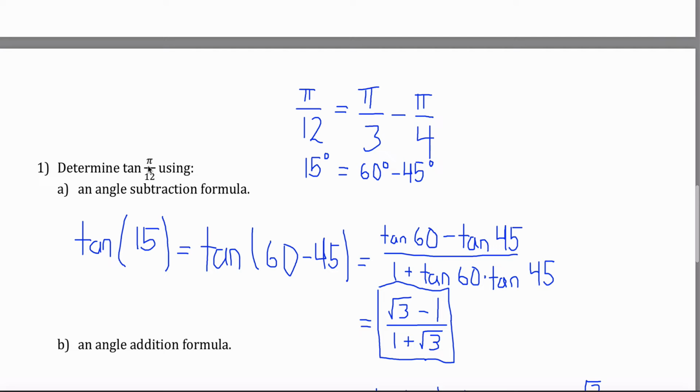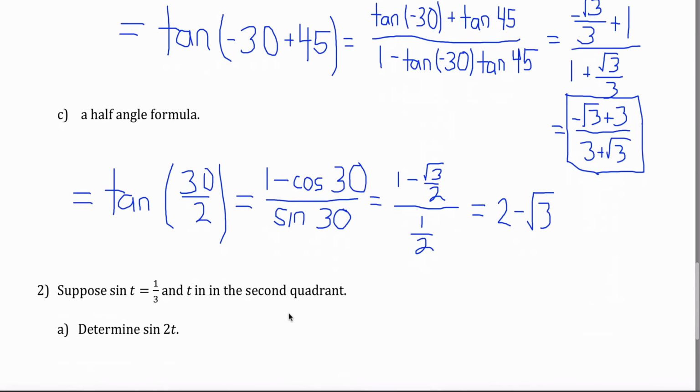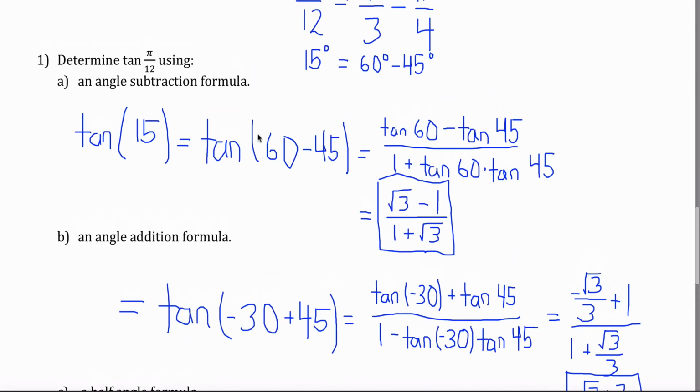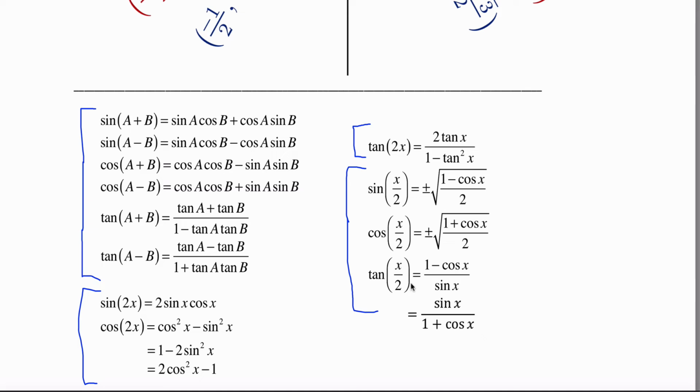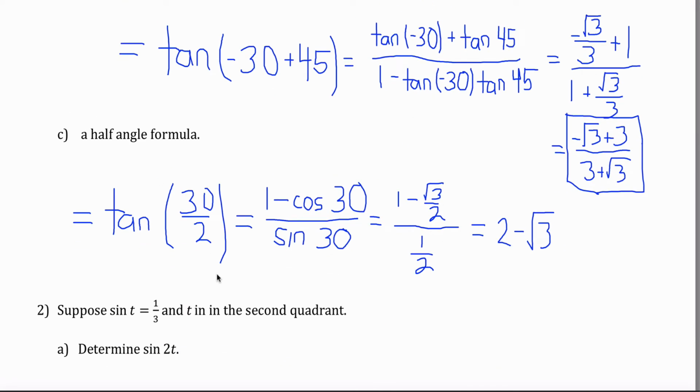Figure out, if I want to make it hard, the tangent of pi over 12. If I'm being nice, figure out the tangent of 15 degrees. But even if I say pi over 12, you can convert that to 15 degrees. And then what you have to recognize is, oh, 15, that's 60 minus 45. Or that's negative 30 plus 45. Or that's 30 divided by 2. And depending on which of those forms you choose, you use the correct formula. And then using what you know off your unit circle, you come up with an expression, and that's your answer.